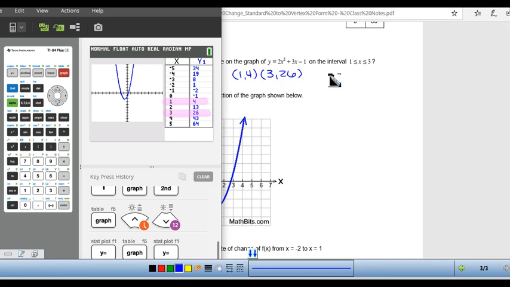Now that I have my 2 points, I'll go ahead and find my slope. 26 minus 4 divided by 3 minus 1. 26 minus 4 is 22, divided by 2 gives me 11.